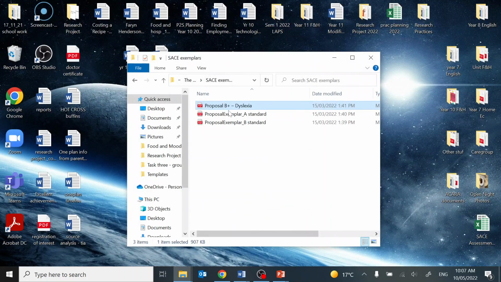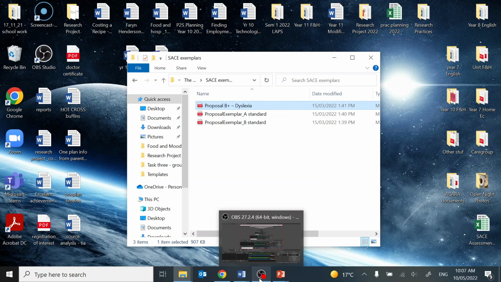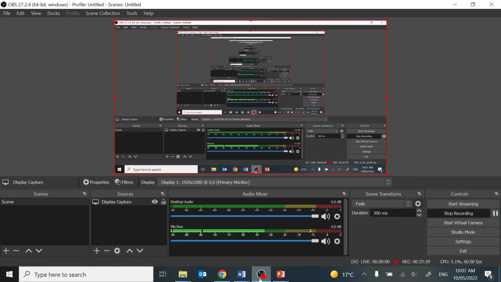And again, there's a couple of other exemplars in there if you wish to have a look. They'll be on Daymap. They're also in the folder on the Google Drive for you. Okay, that's it for that one.